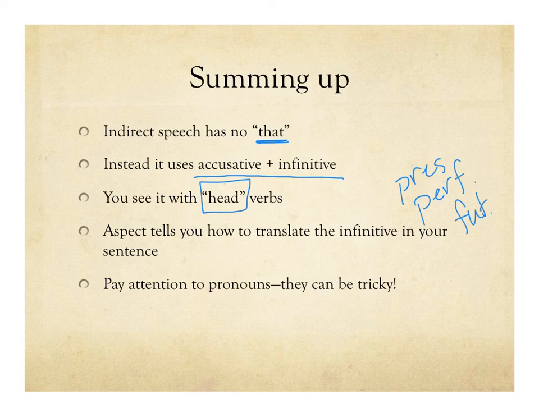If the two actions happen at the same time, we use the present. If the action in the indirect statement took place first, we use the perfect. And if the action in the indirect statement is going to happen after the action in the main verb, we use the future. The future is not terribly common. The present and the perfect are very common, and so we're going to do most of our practicing with those forms. The other thing is to remember that pronouns can be tricky, so pay attention to them.